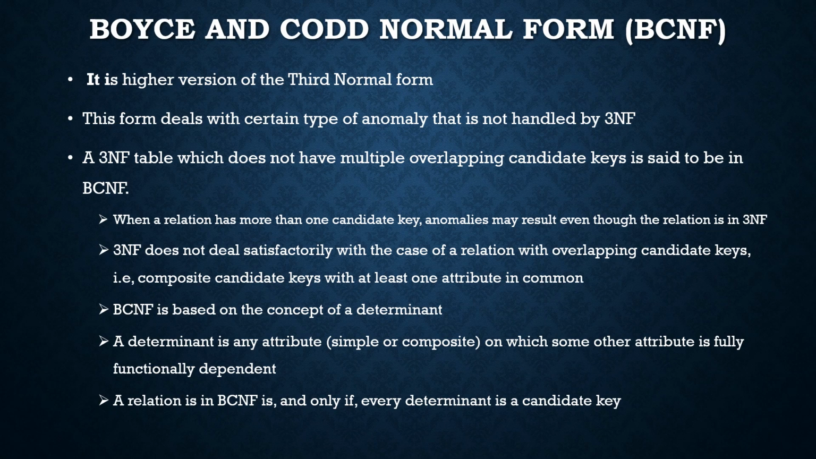Okay, just move on to the second point. 3NF does not deal satisfactorily with the case of a relation with overlapping candidate keys, that is composite candidate keys with at least one attribute in common. See, third normal form does not deal satisfactorily with the case of a relation with overlapping candidate keys. That means multiple overlapping candidate keys, that is composite candidate keys with at least one attribute in common.